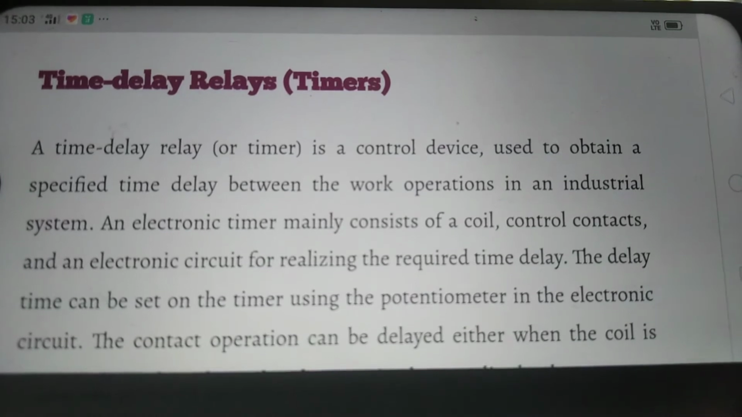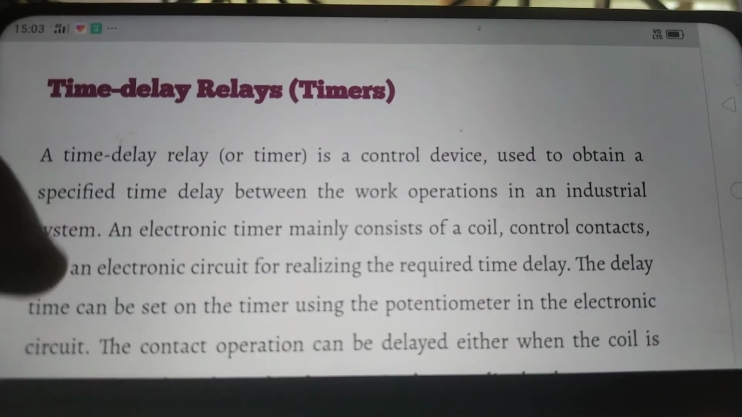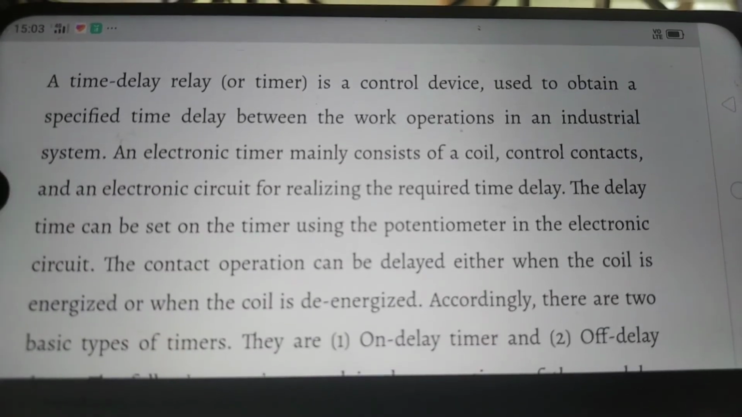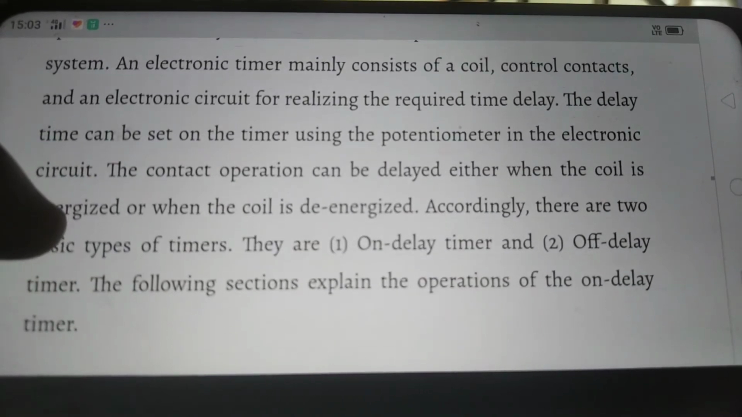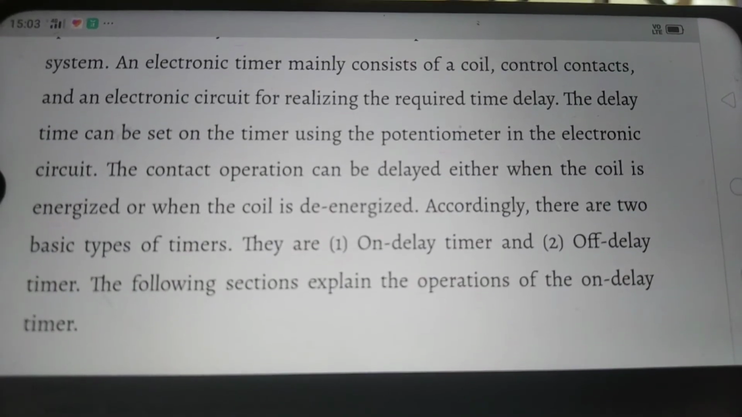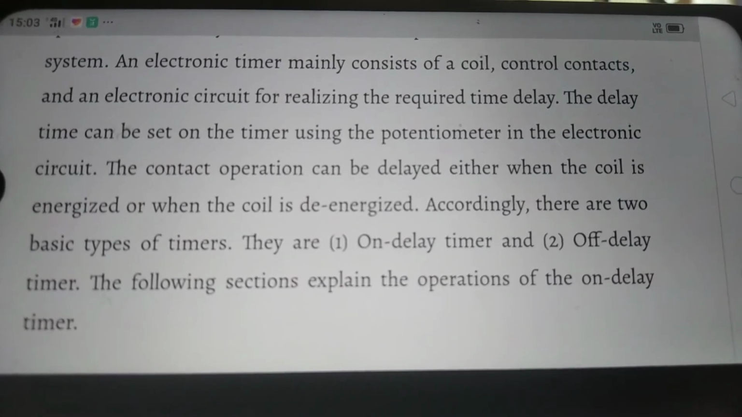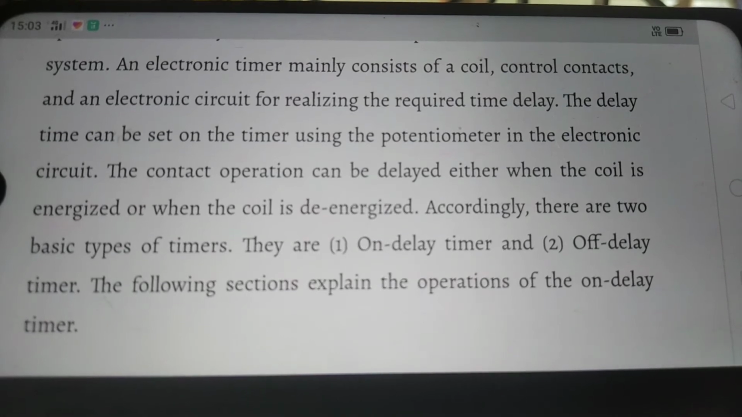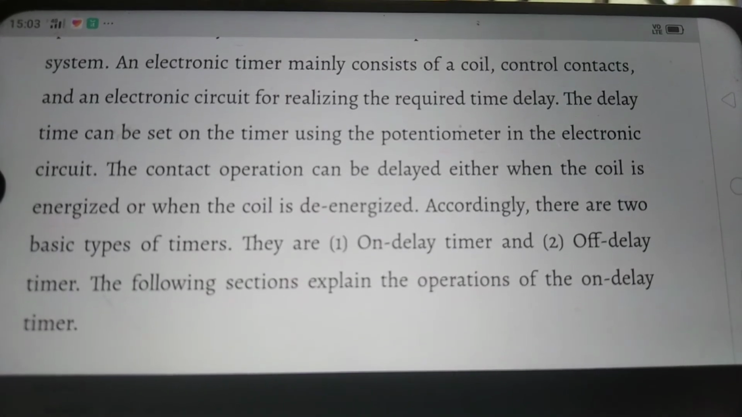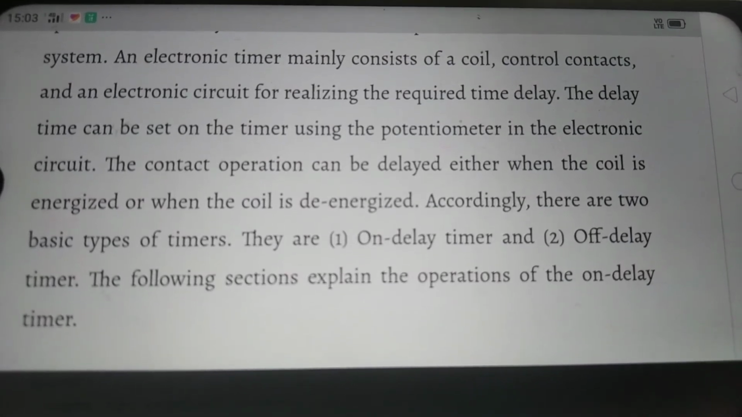Next is time delay relays or timers. Time delay relays or timers are another control device used to obtain a specified time delay between the work operations in an industrial system. An electrical timer mainly consists of a coil, control contacts, and an electronic unit for realizing the required time delay. The delay can be set on the timer using the potentiometer in the electronic circuit.